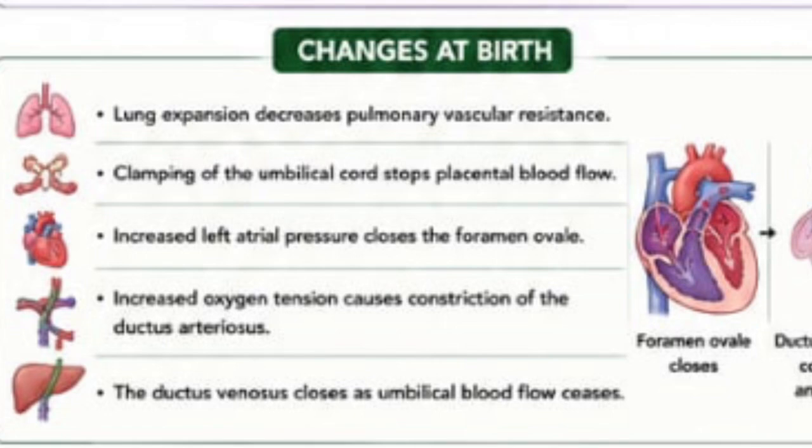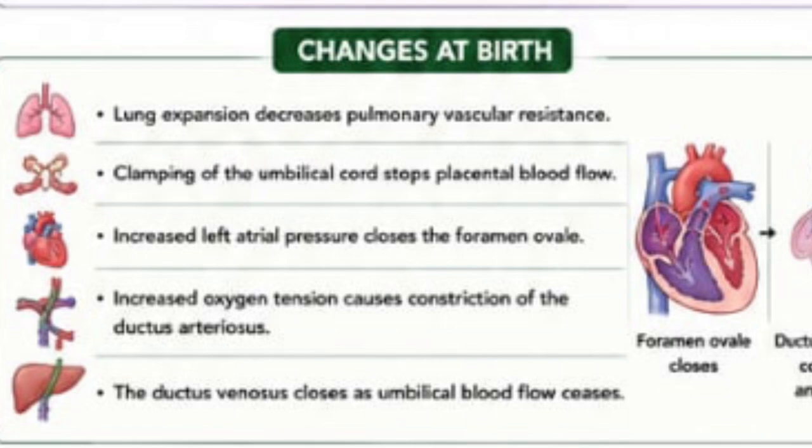They will have to give the baby what we call indomethacin. Indomethacin will force the ductus arteriosus to close. If not, there will be what we call a patent ductus arteriosus, which will cause a continuous murmur.